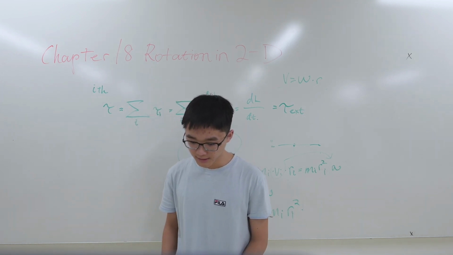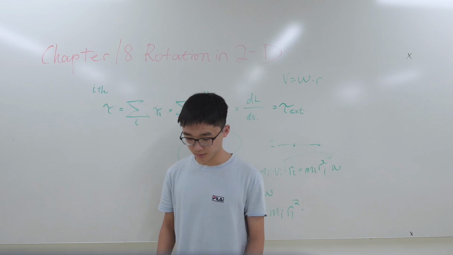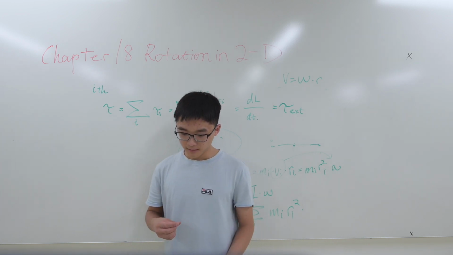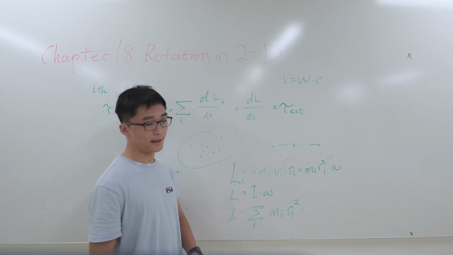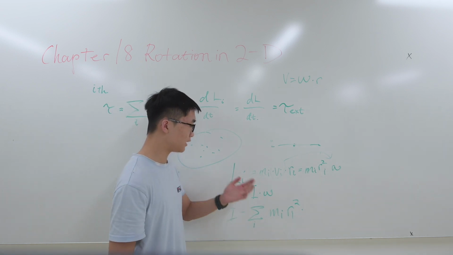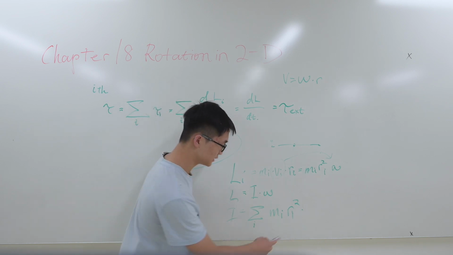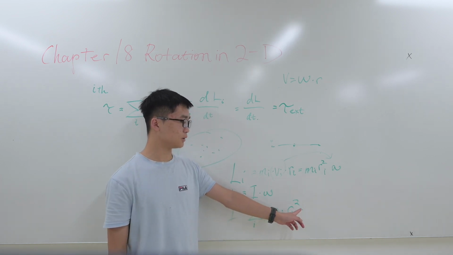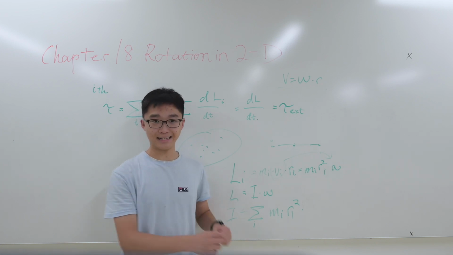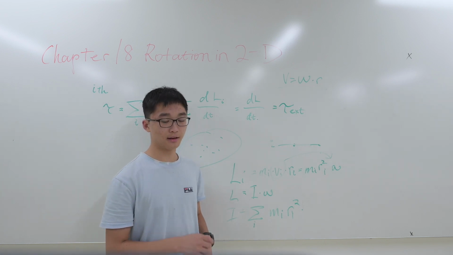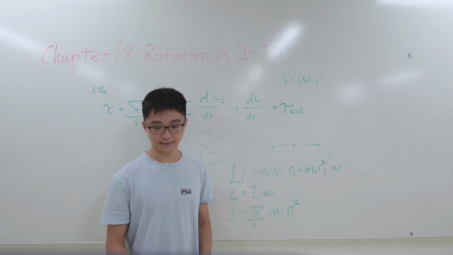So the body has rotational inertia, which depends not only on the mass, but also on how far the mass is from the axis, which is this Ri. And remember that this is also squared. So the farther you are from the axis, the higher the moment of inertia is.